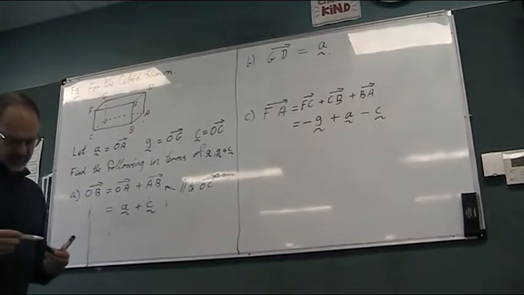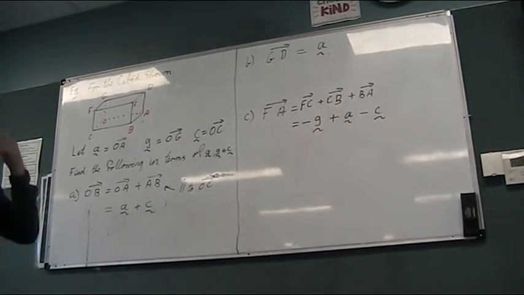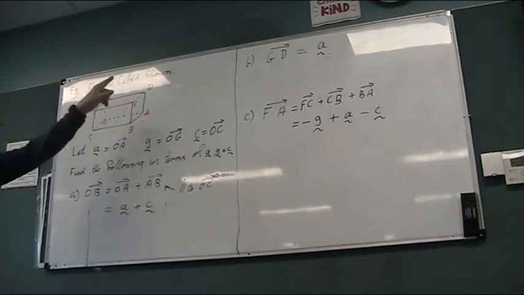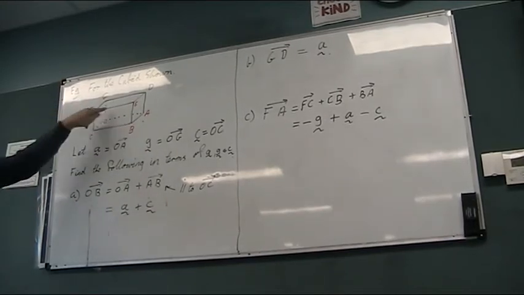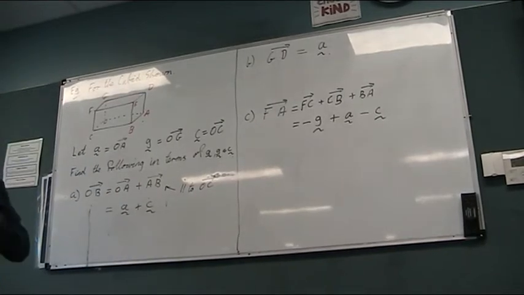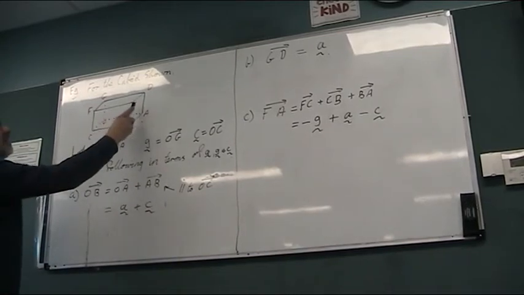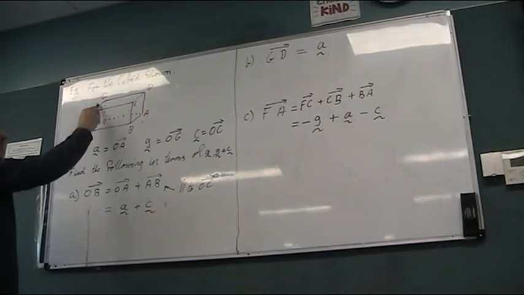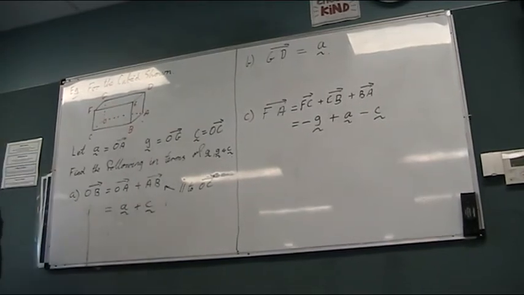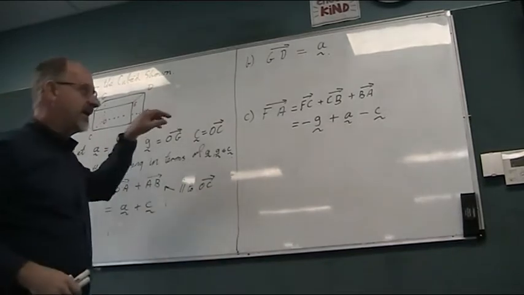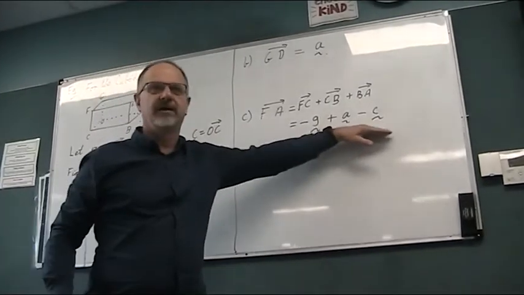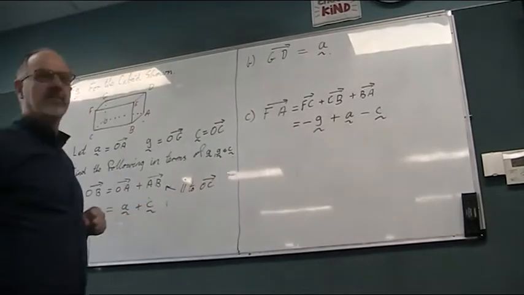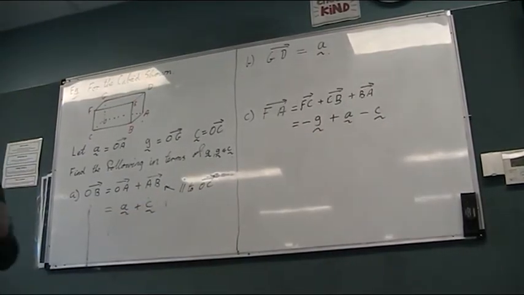And so there it is. It wouldn't matter which way I went around, because this thing's a cuboid. All of these edges are all parallel, all of these edges are all parallel, all of these edges are all parallel. So whatever pathway you went, you would still end up with that.